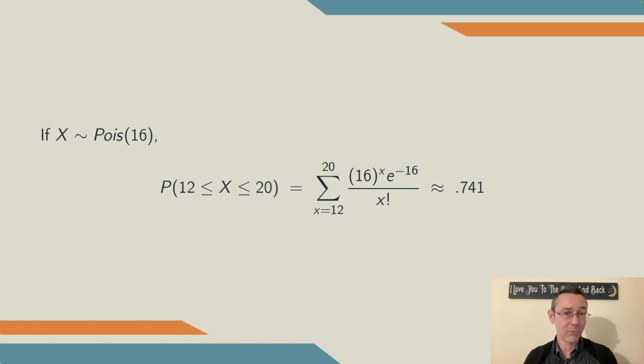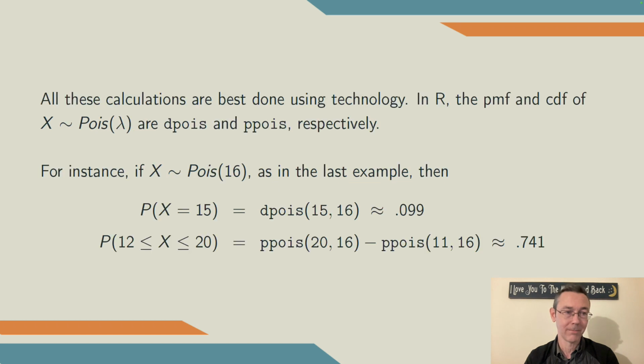If we look at this random variable with that parameter lambda equals 16, we can compute the probability that X is between 12 and 20 inclusive just by computing all the individual probabilities from X equals 12 up to 20 and adding all those up. And we get about 74.1%.